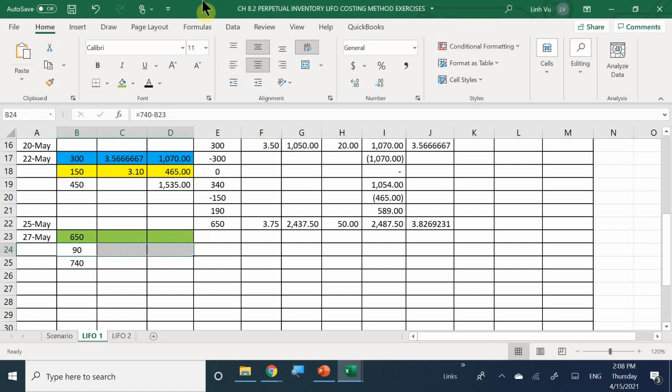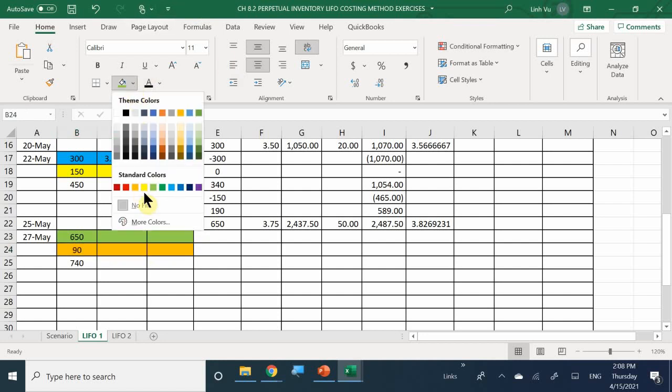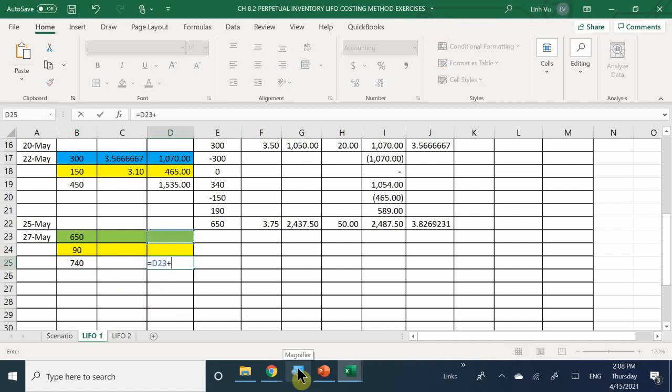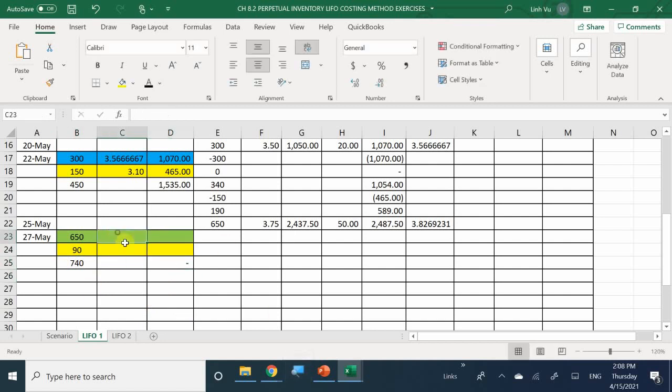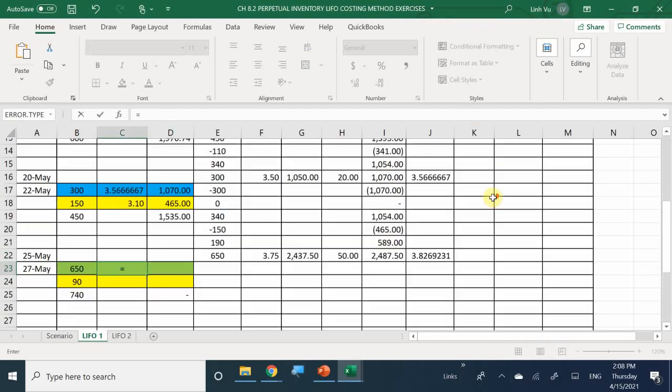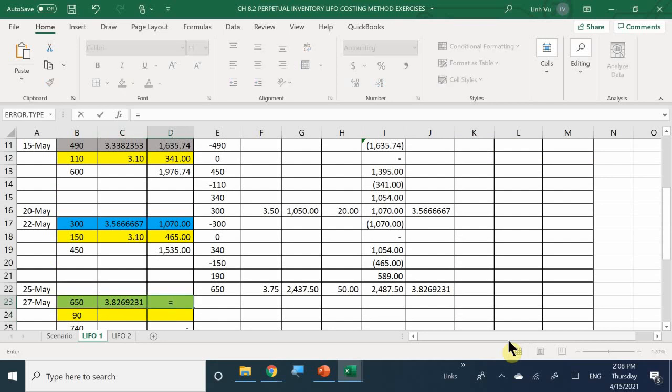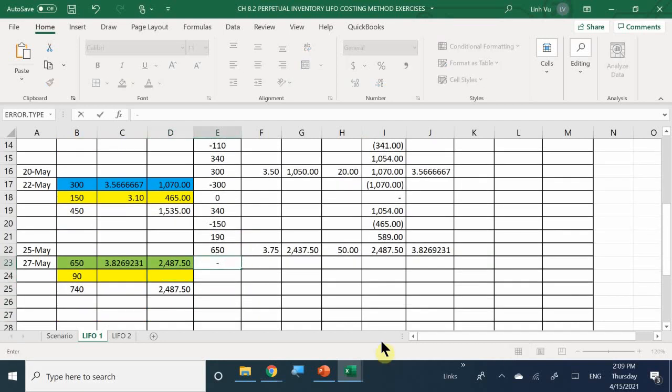Okay. So once again, we recognize that we're going to get rid of our green batch and we're also going to get rid of our yellow batch. So with that being said, green batch, how much does it cost per item to sell each of the green batch? 3.82692. Right? And we know that we're going to get rid of the whole thing. So it should equal whatever we had here, 2487.50. Once again, if we are getting rid of the whole thing, it should be equal to 0.